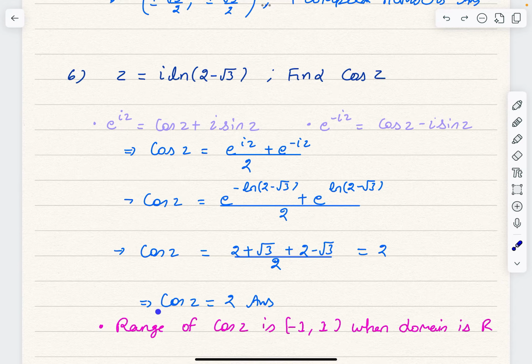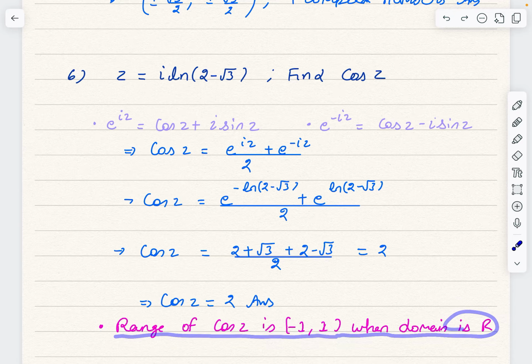The answer here will be 2. Cos Z will be 2. So you might think, how can cos Z be 2? Cos range is minus 1 to 1. See, cos range is minus 1 to 1 when the domain is all real numbers. So when the domain is real numbers, we can say the range of cos x is minus 1 to 1. But in complex numbers, sky is the limit. You can have anything. How do we solve this thing?